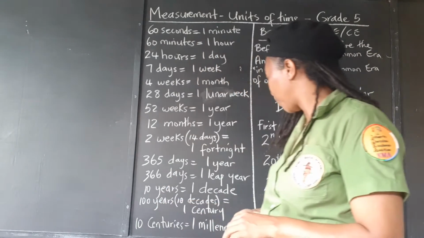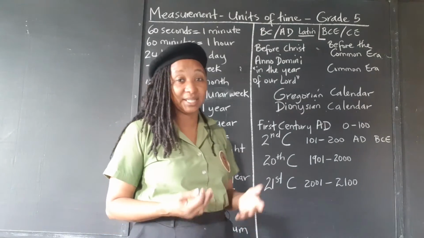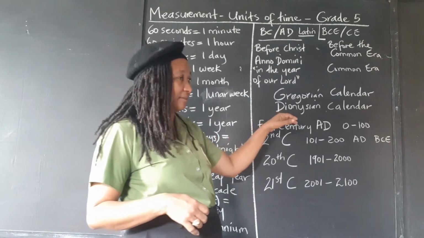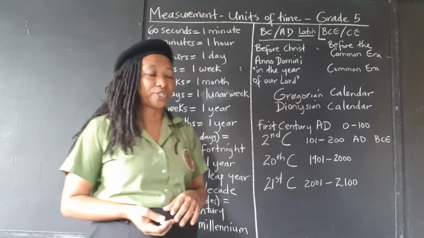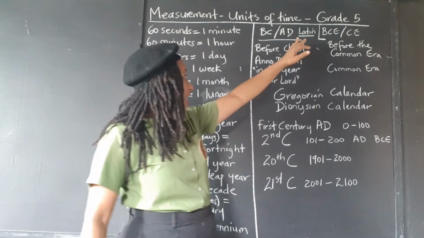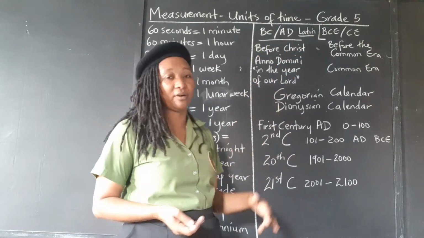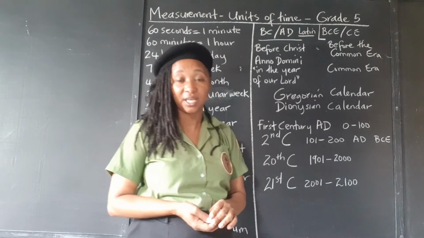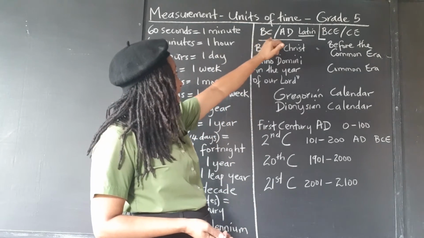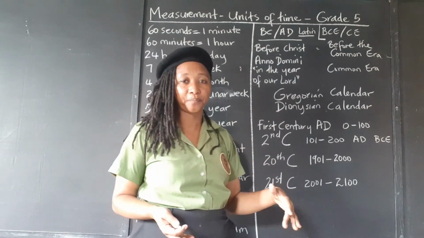That's pretty awesome. Alright, so let's talk about BC, AD, BCE, and CE. Alright, so the Dionysian calendar is the calendar in which the terms BC and AD became popular, and it's really Latin. So AD means Anno Domini, in the year of our Lord, and it's really a Christian reference. So it's referring to the death of Christ. BC, before Christ, and Anno Domini, in the year of our Lord.